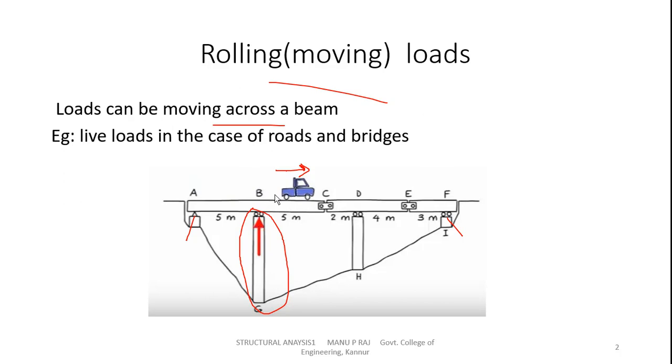This type of loading is known as rolling loads or moving loads, and the method we use for finding the position of the maximum shear force, bending moment, or reactions is known as the influence line diagram concept.